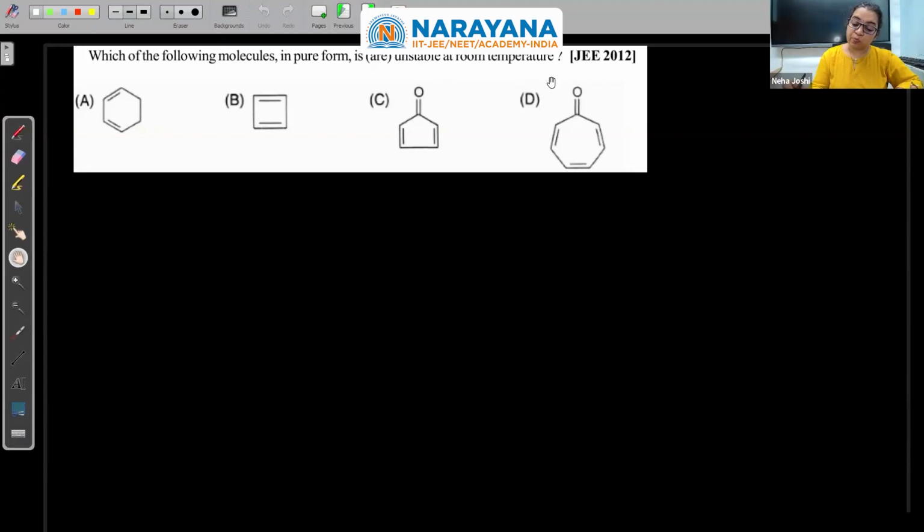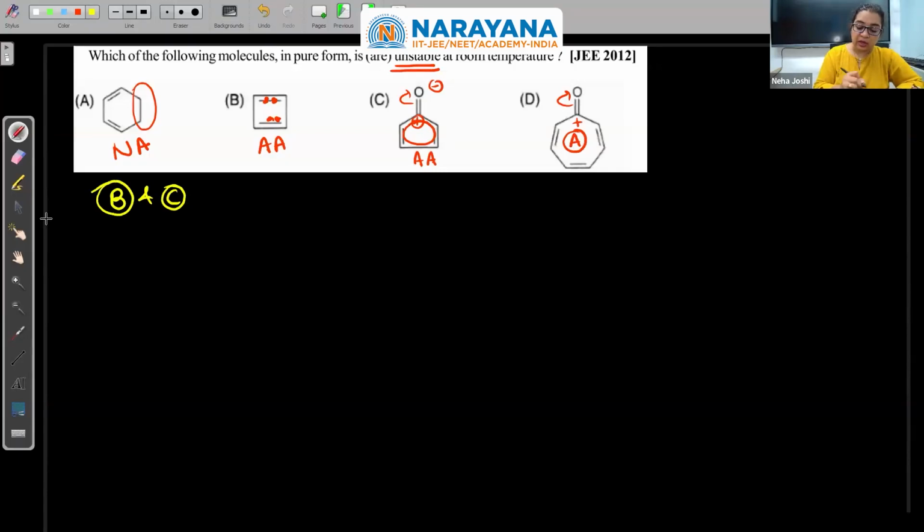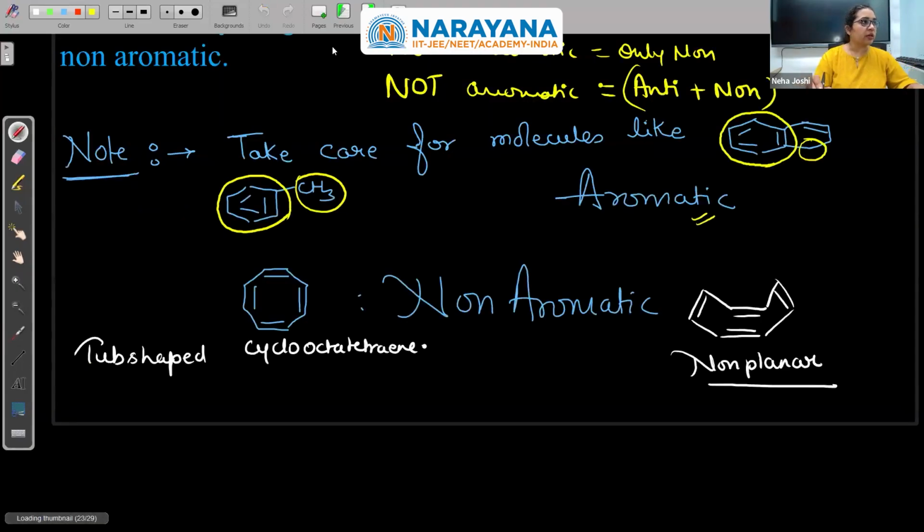Which of the following molecules in pure form is unstable? So this is your anti-aromatic system. You polarize it, make it plus, make it minus, and you can check this is an anti-aromatic cloud. 1, 2, 3, 4, again anti-aromatic cloud. Okay, non-aromatic cloud. And if I polarize this, this is an aromatic cloud. So unstable at room temperature is anti-aromatic. So B and C are your answer. Is that clear? So this is non-aromatic. Done. We have done this page.